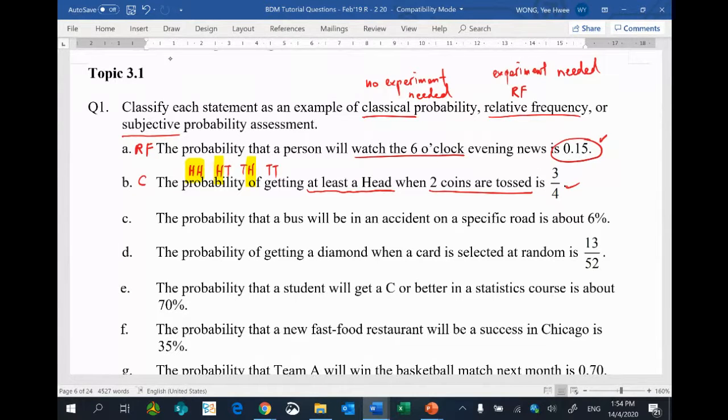Next one: the probability that a bus will be in an accident on a specific road is about 6%. Bus having an accident on a specific road, 6%. This is the probability. Do you need an experiment? Do you need data collection to know this figure? Yes. Are you able to find this data?